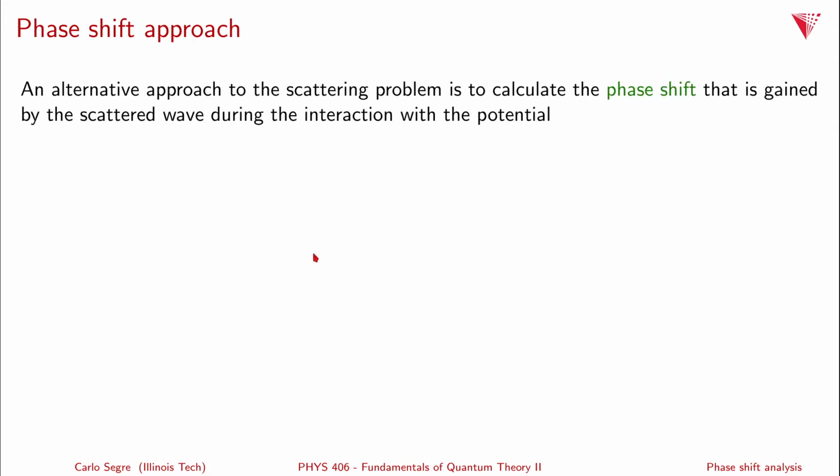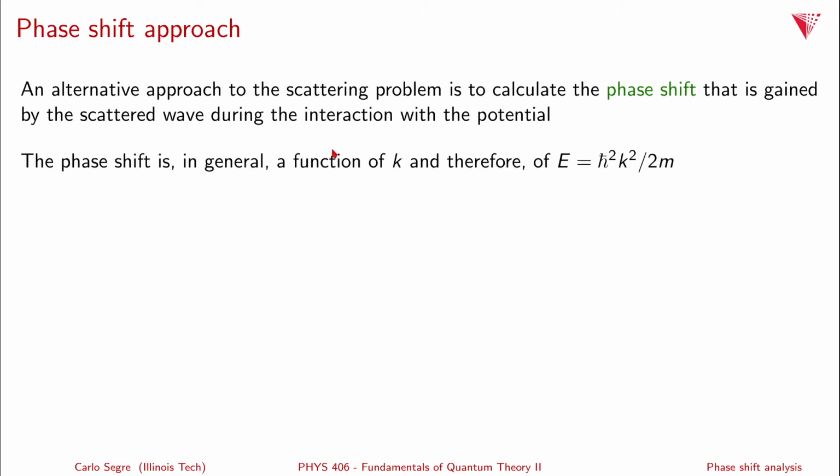An alternative way of looking at the scattering process is to calculate a phase shift. The phase shift is gained by the scattered wave during the interaction with the potential. So as it comes in towards the potential and then goes out scattered, it gains a phase shift. And once we calculate that phase shift, we understand how to calculate a scattering factor. So in general, the phase shift is a function of k, and of course then of the energy, which is h bar squared k squared over 2m.